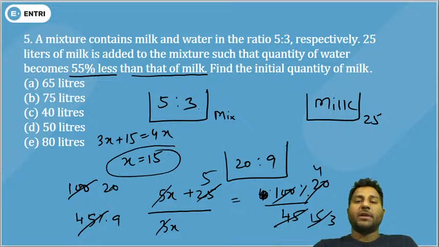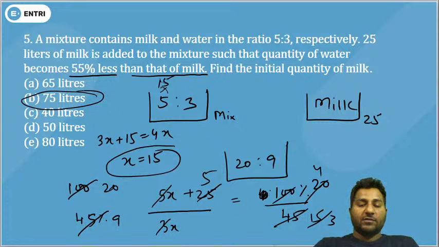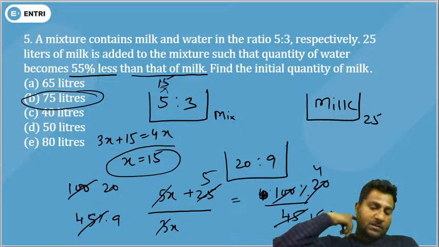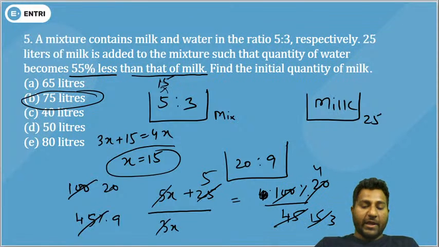Now find the initial quantity of milk. So initial quantity of milk was 15 5s are 75. All right, so we have figured out the easy way of solving a question. Yes, absolutely. So guys, are you getting the concept? Sharat, are you there? All right, so let's move on to the next question.